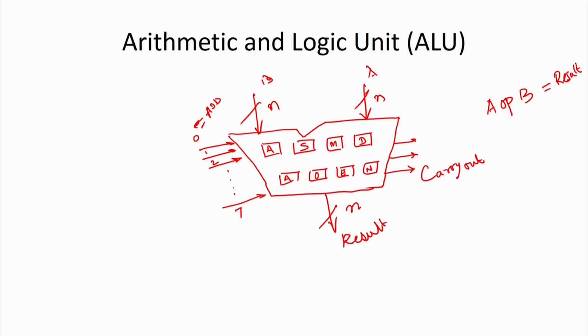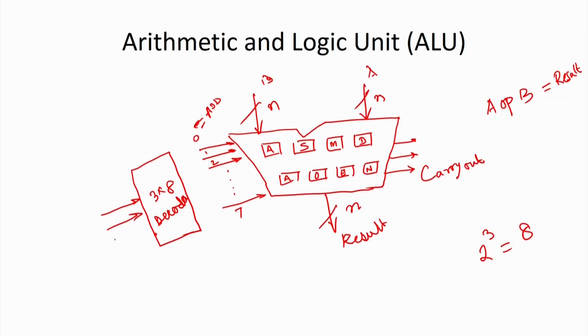But we can reduce the number of signals here. Instead of 8 signals, we can control it with the help of 3 signals only, because we know that 2 to the power 3 is equal to 8. So, if I use 3 signals, then we can generate these 8 possible combinations, because these 3 signals have 8 different possible combinations. In that case, we are going to use a 3 by 8 decoder. That means we have 3 inputs and 8 output lines, and those output lines will be connected to the select signals of this ALU.